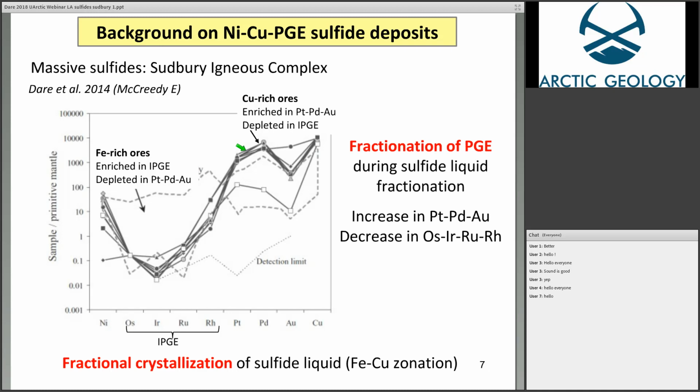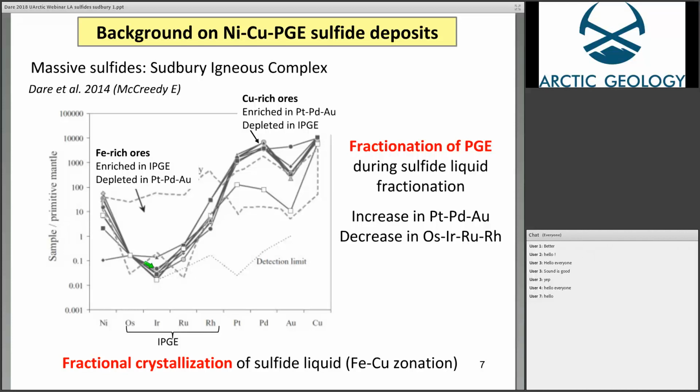There we go. So you can see that as you go from iron-rich ore to copper-rich ore, the PGEs fractionate. They change during sulfide liquid fractionation. So you have an increase in your platinum, palladium, gold, and a decrease in your osmium, iridium, ruthenium, rhodium group, which I will use the term IPGE, iridium group PGE, to save time of saying osmium, iridium, ruthenium, rhodium.